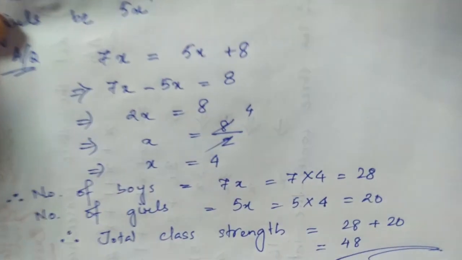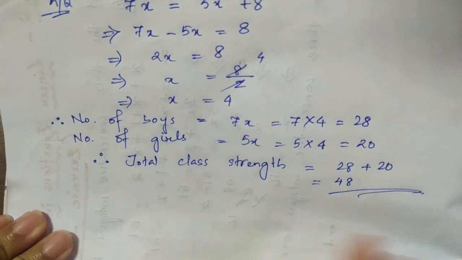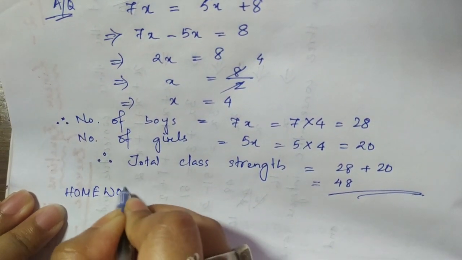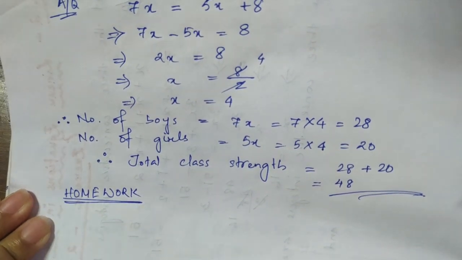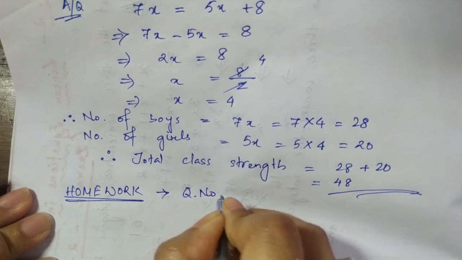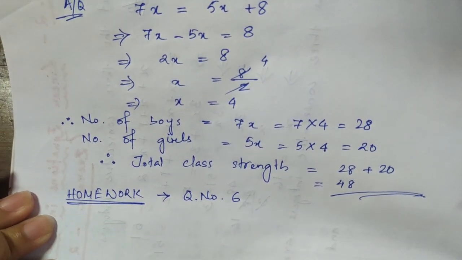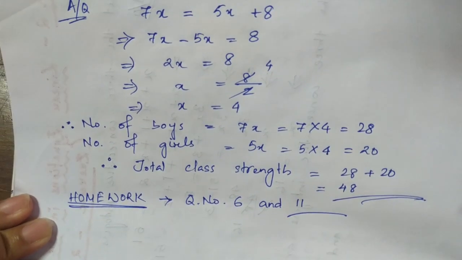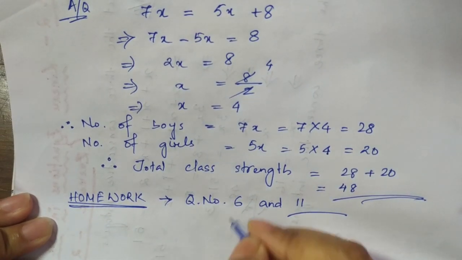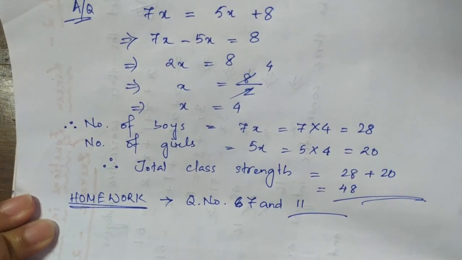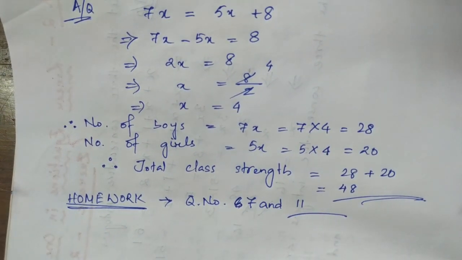Now you have to do homework for today. As I mentioned, question number 6 and 11. I'm sorry, it's not question number 6, we have already done that. Please do question number 7 and 11. That will be your homework for today.